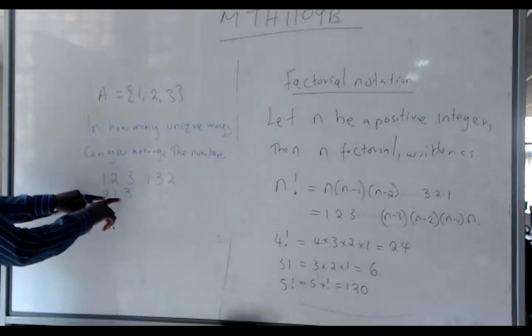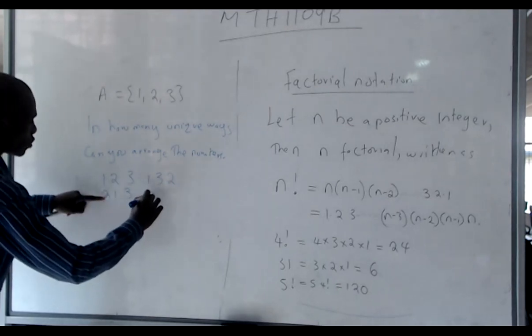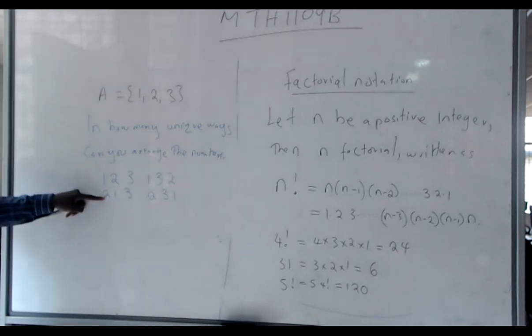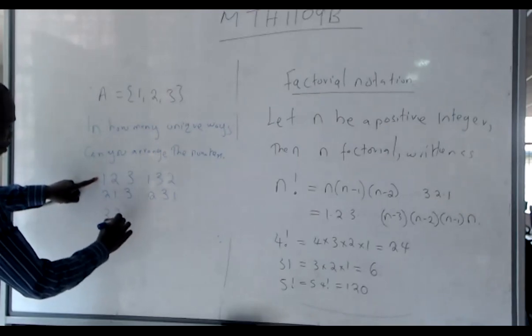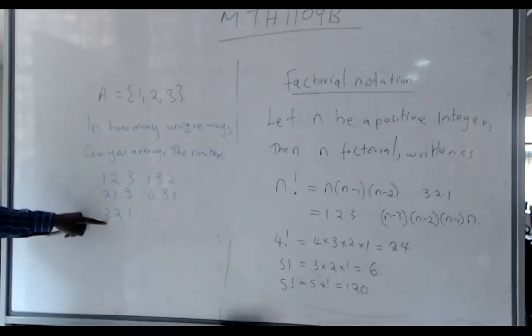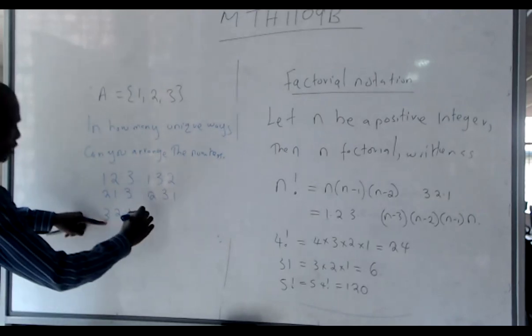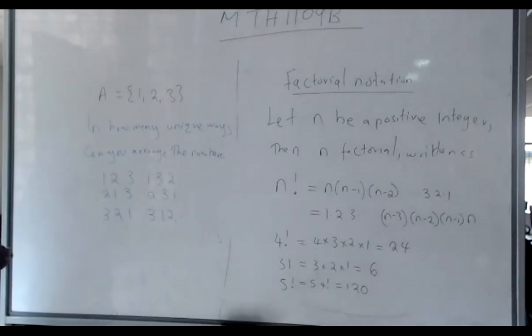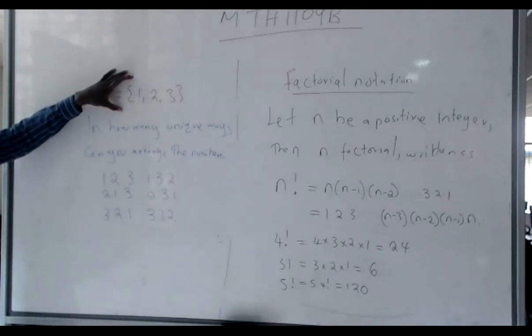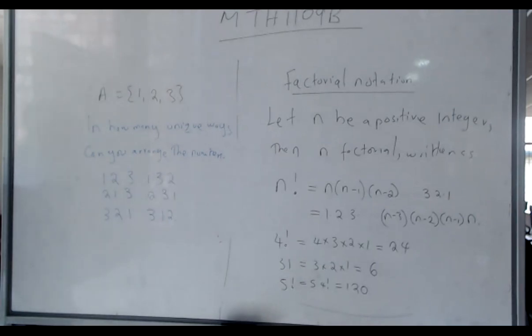Then I could fix 2 and switch 1 and 3 so that I have 2, 3, 1. Well, I can also reverse this and start with 3 followed by 2 and then 1. Then here I can fix 3 and switch 2 and 1 so that I have 3, 1, and 2. Is there another way of arranging these 3 numbers that is different from the ones I've written here? Anyone want to try?